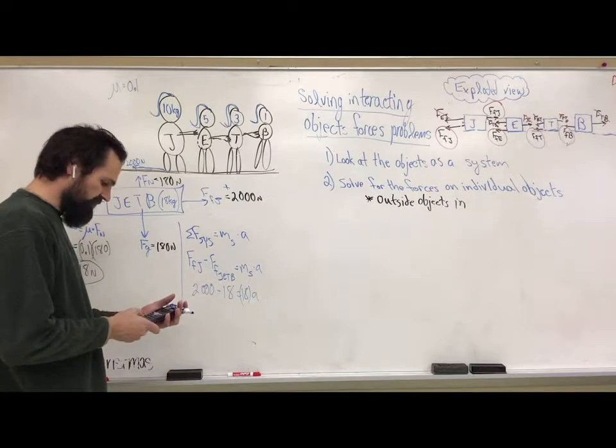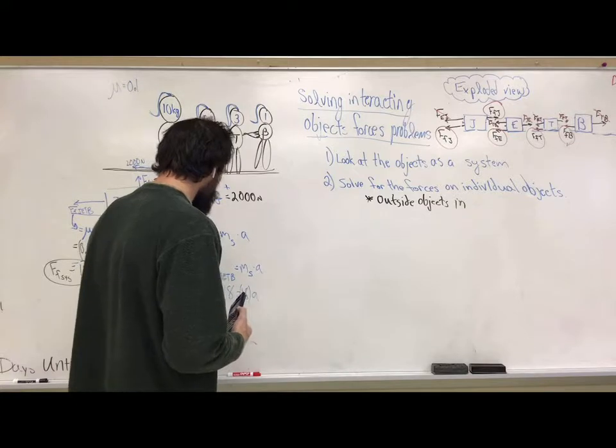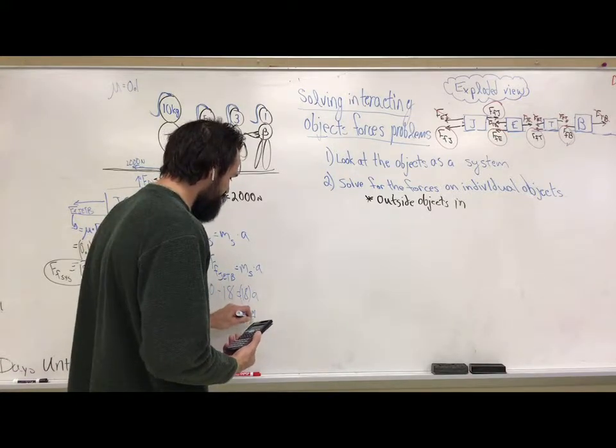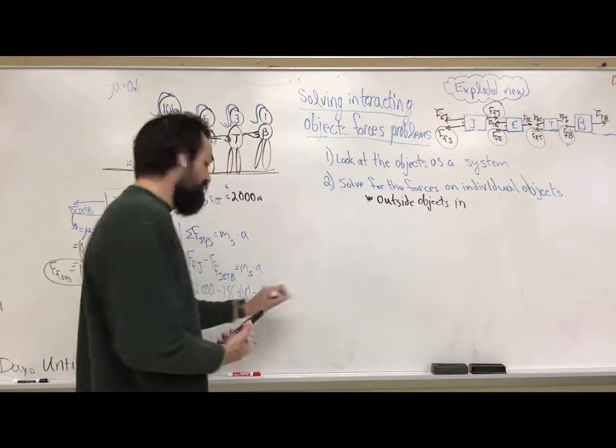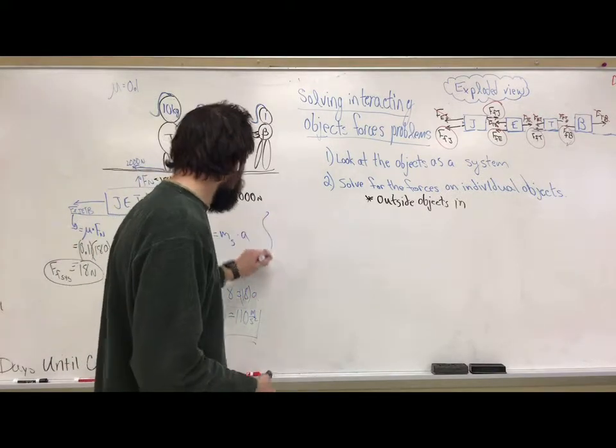At this point, it's simple algebra. 2,000 minus 18, and then all of that divided by 18 should give you a really small acceleration of 110 meters per second squared. Okay, it's a little bigger than I anticipated.